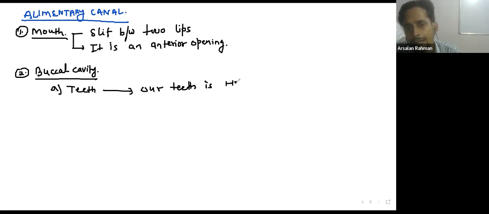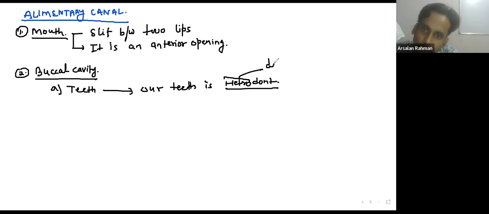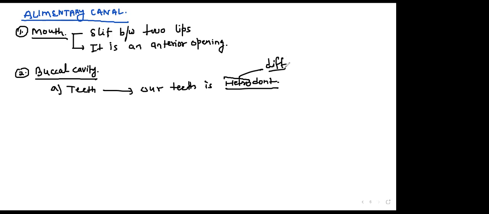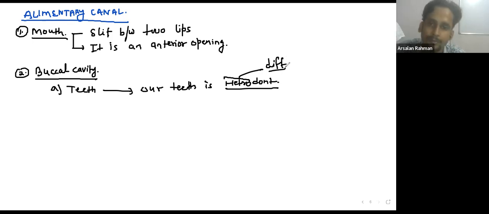Hetero means different, and dont means dentation. So do we have the same type of teeth or different types of teeth? Different. How many types of teeth do we have? Four. Very good.